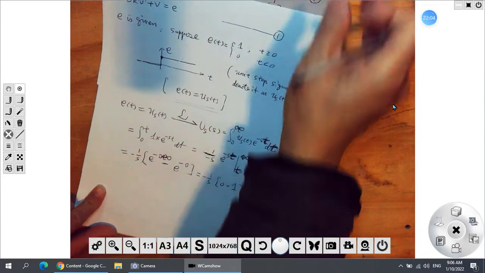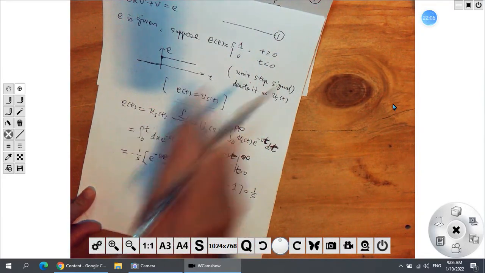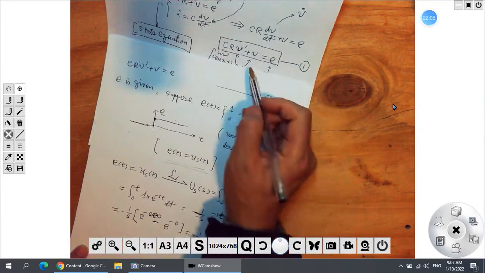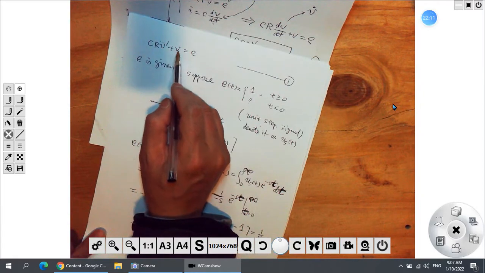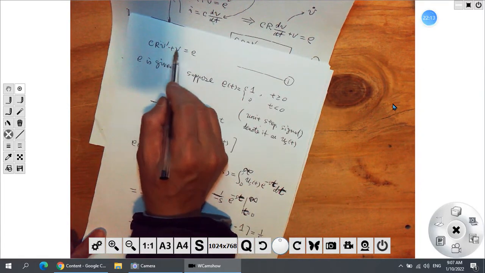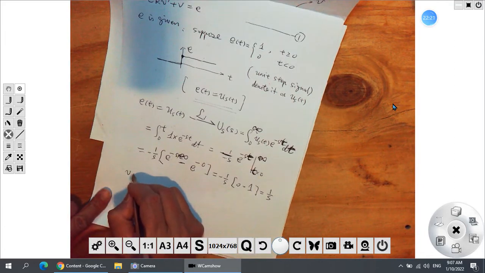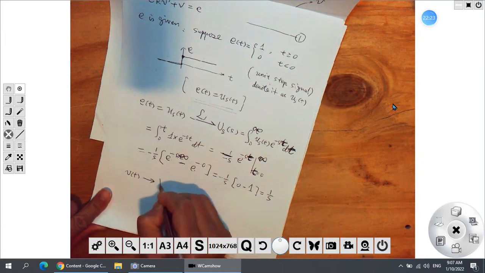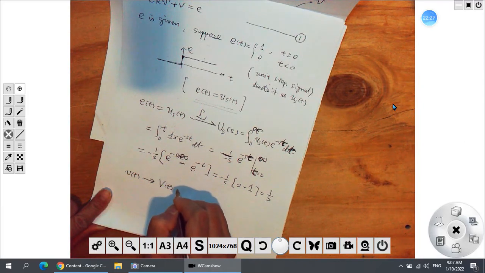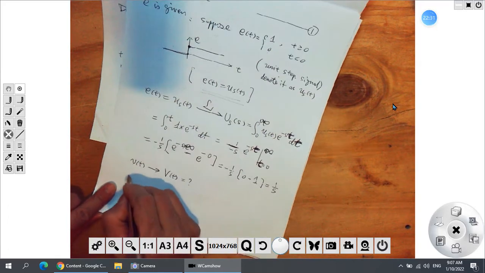The other side, v prime and v. Equations: v prime plus v. We need to perform Laplace transform. V is something unknown, so v by Laplace transform is just a capital V of s. We don't know what it is. This one now, and v prime of t.